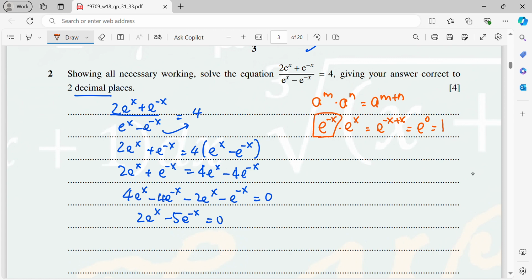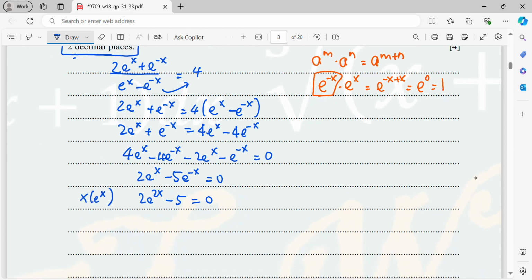So I have to multiply by exponential positive x, which means for the whole equation, I multiply by e^x. So e^x times 2e^x is 2e^(2x), because you add the powers together. Then minus 5 equals 0. And the final answer is to 2 decimal places, so that is the x value. Then I will get 2e^(2x) equals 5, so e^(2x) equals 5 over 2.